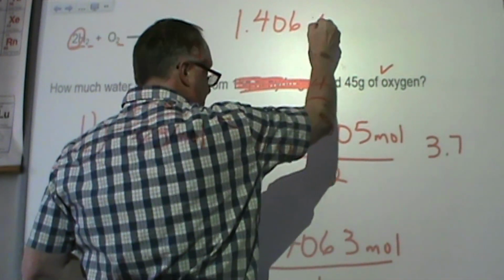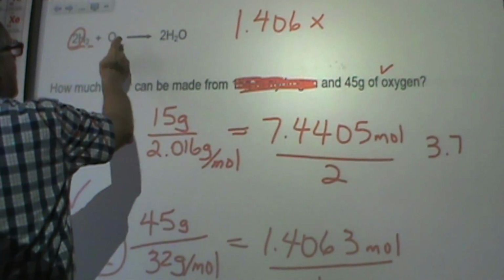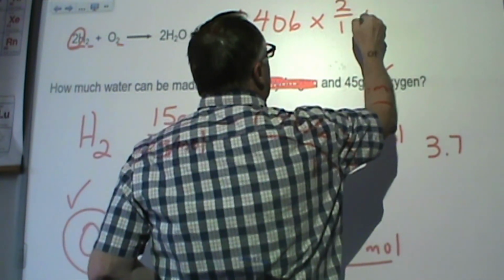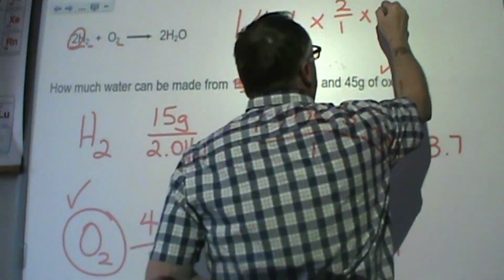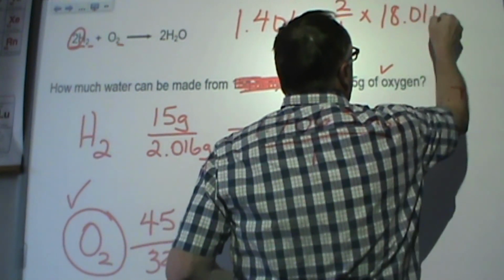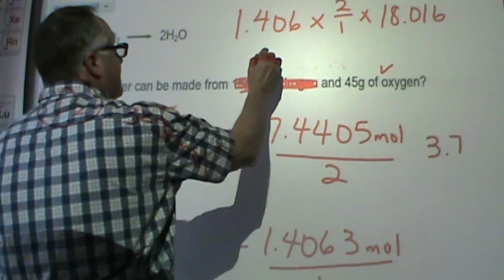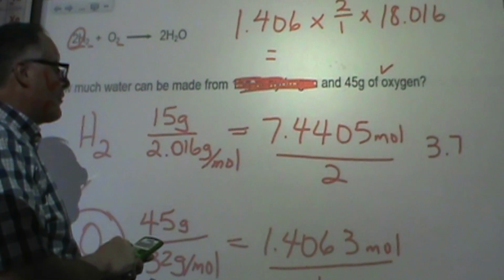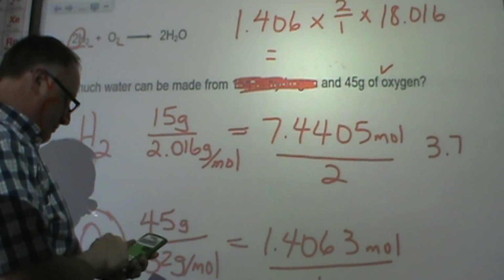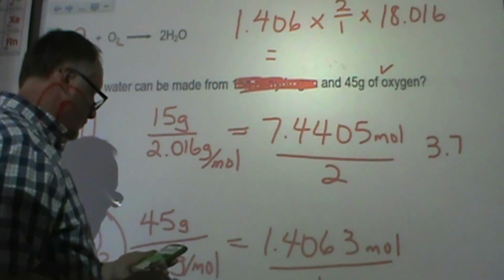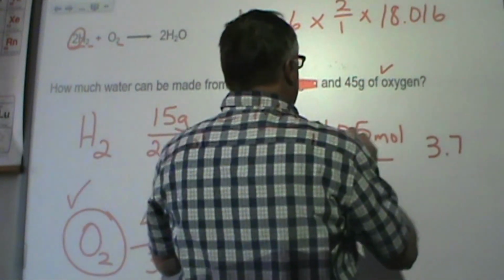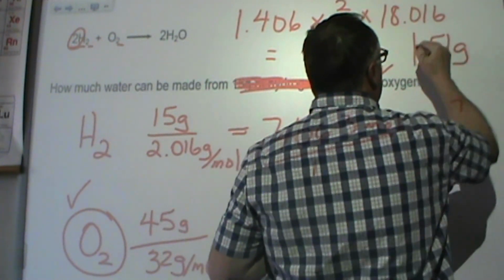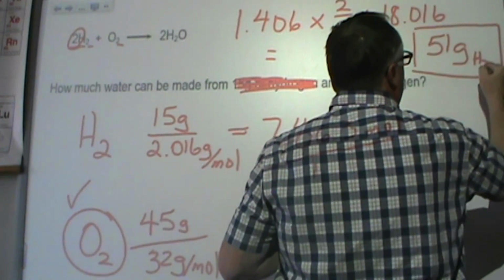1.406 moles times 2 over 1, desired over given, times the molecular weight of water, which as nerds, we now know is 18.016. And that equals, to two significant digits, 51 grams of water.